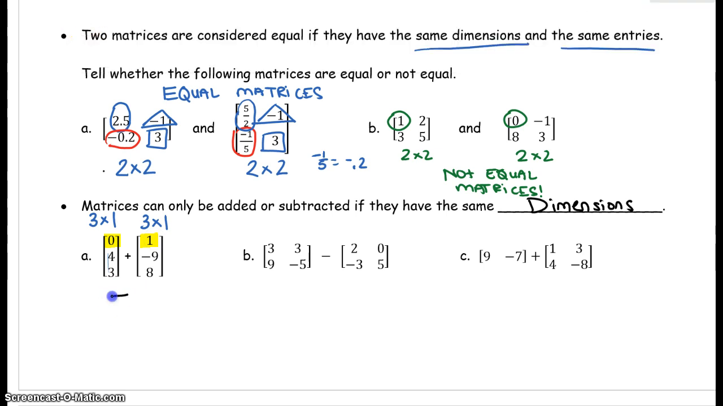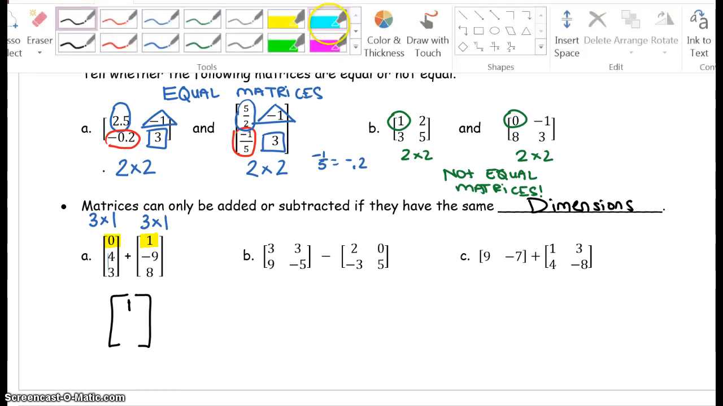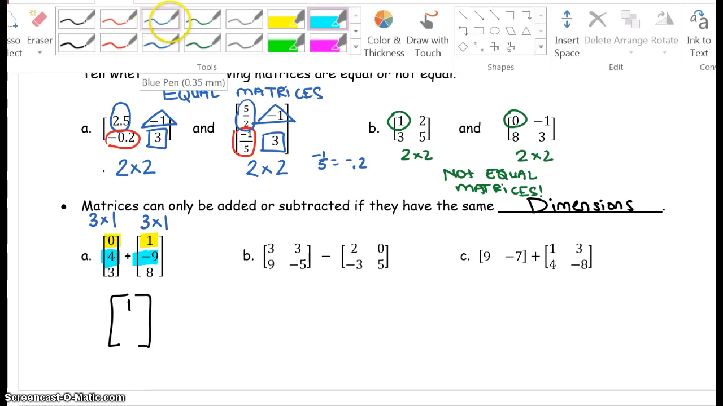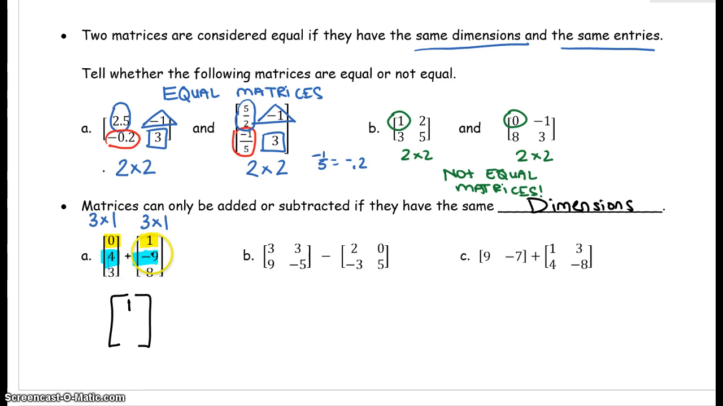Now, the matrix that we're going to get is going to be like this. 0 plus 1 is 1, and we put it in the same place that we found it. All right, next spot is going to be 4 and negative 9. What we're going to do is add them. So we have 4 plus negative 9 is negative 5.